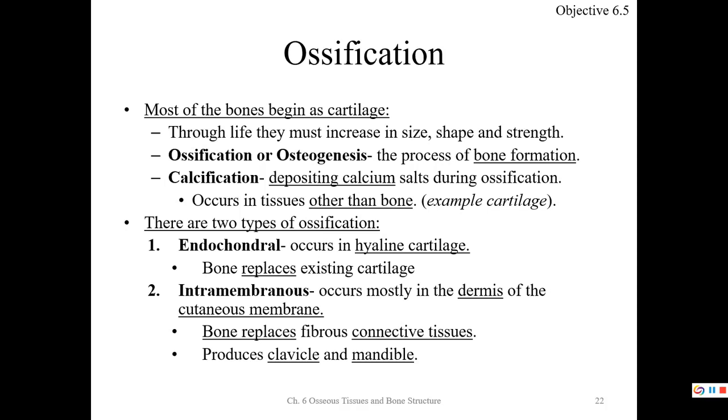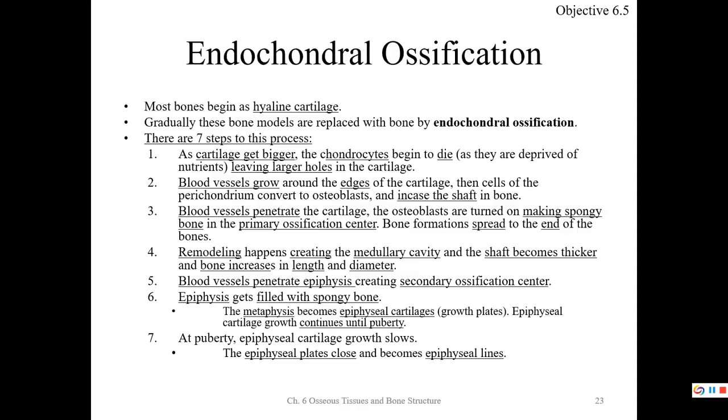Okay, as we talk about that, we'll talk about these. Now, we're going to begin with endochondral ossification. This is a complex process that takes 7 steps, and it begins as hyaline cartilage, and bone starts to replace it. Basically, we're going to take a cartilage model and slowly make it bone. We're going to start looking at pictures when we do this.